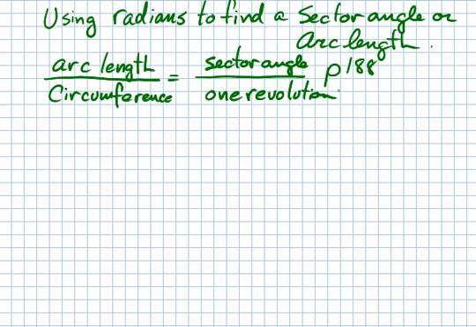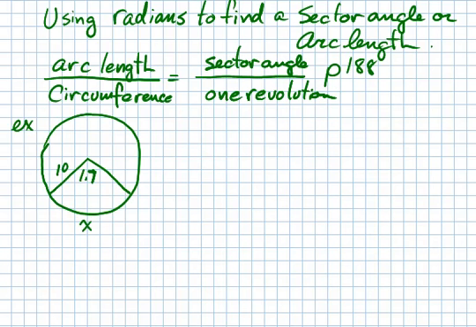Well, we know what one revolution is. That's always going to be 2 pi. And we know what the circumference is. That's going to be 2 pi r. So the arc length and the sector angle we can figure out. So let's take a look at a first example.